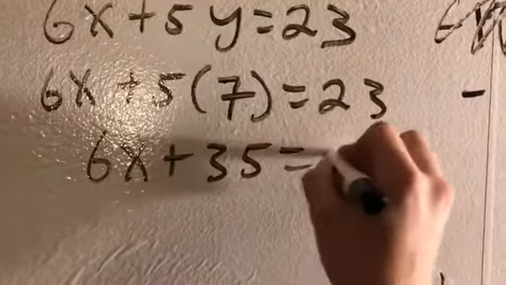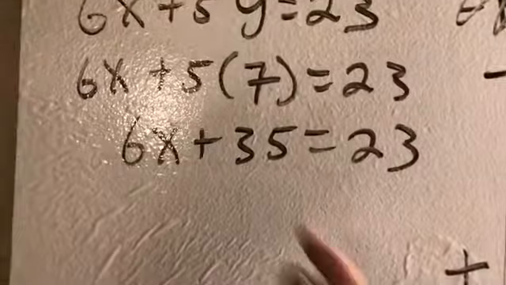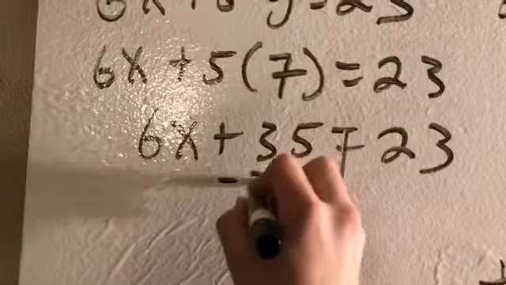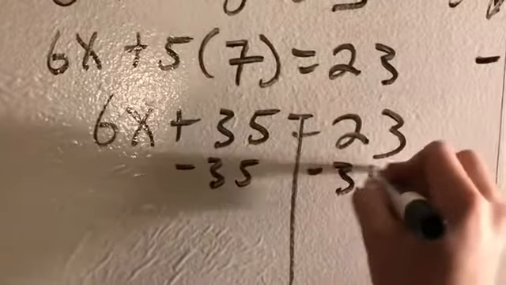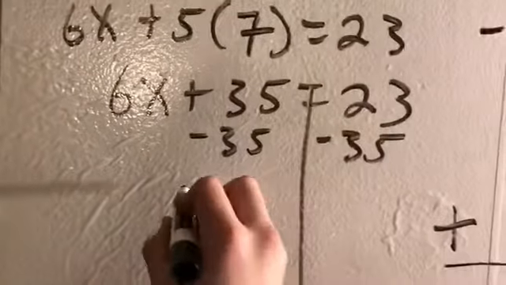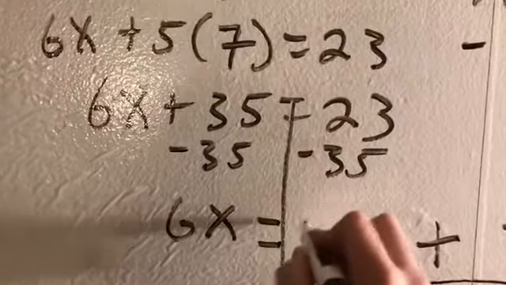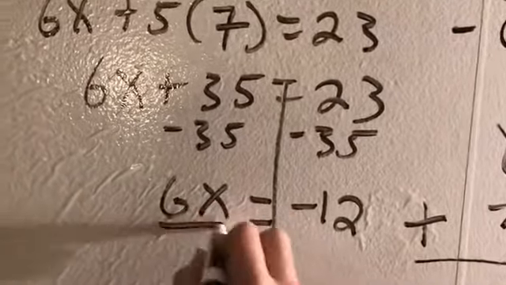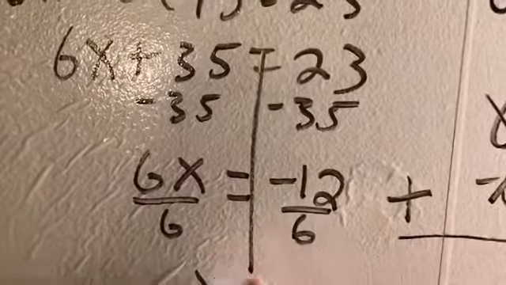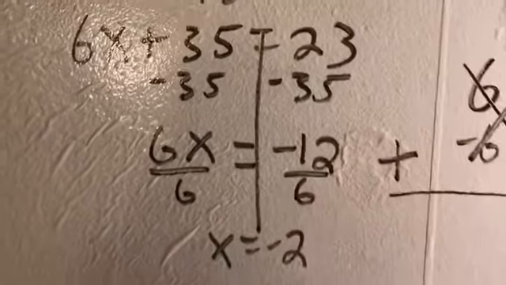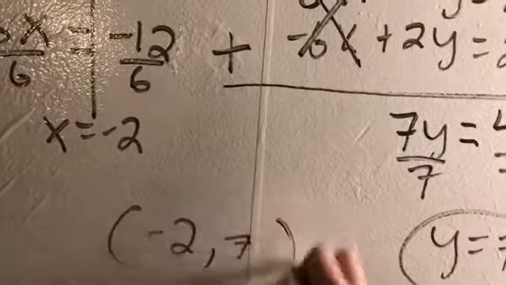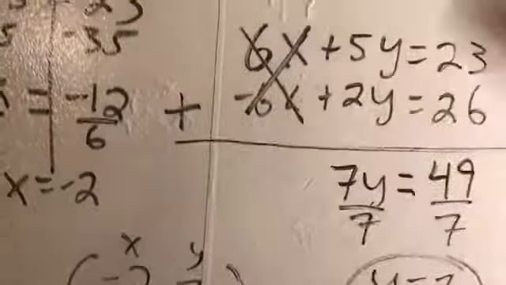5 times 7 is 35. Now I need to get rid of this 6 and the 35. We'll start with the far away friend, the 35. We end up getting that 6x is equal to negative 12. 6x is multiplication, so the opposite is division. And we end up getting that x is negative 2. So our final answer is negative 2 comma 7, always x comma y.